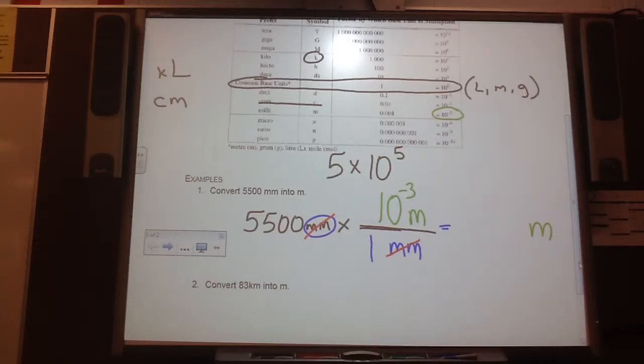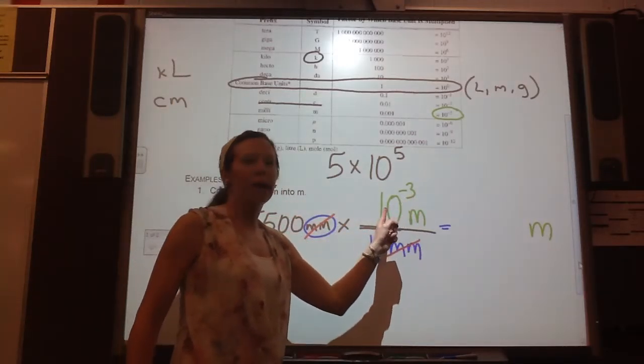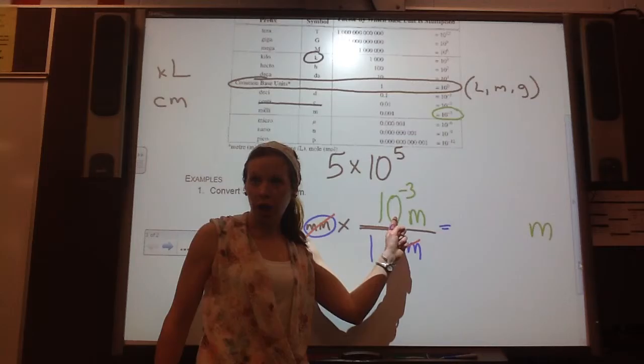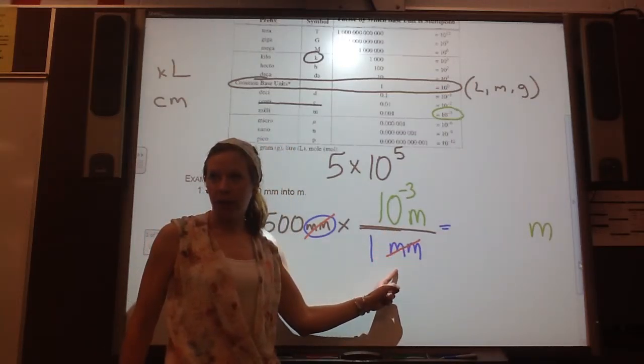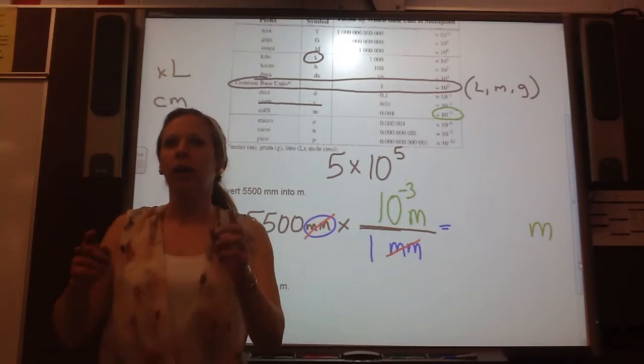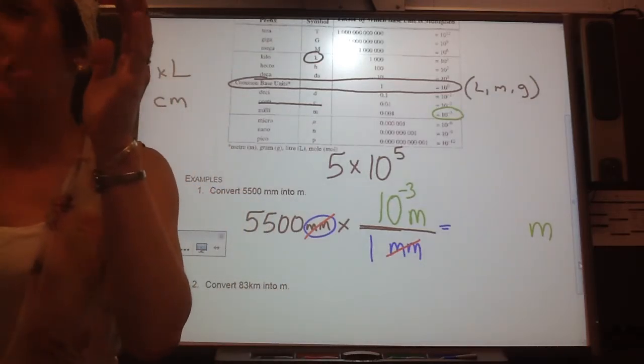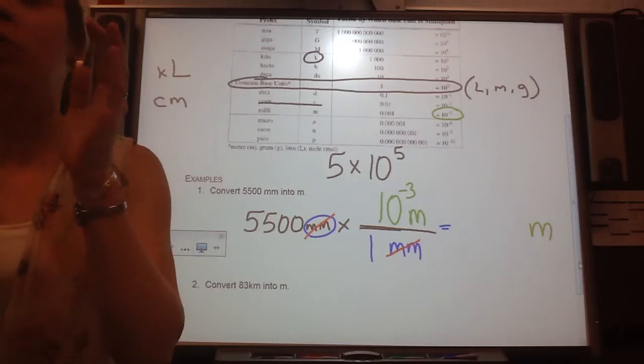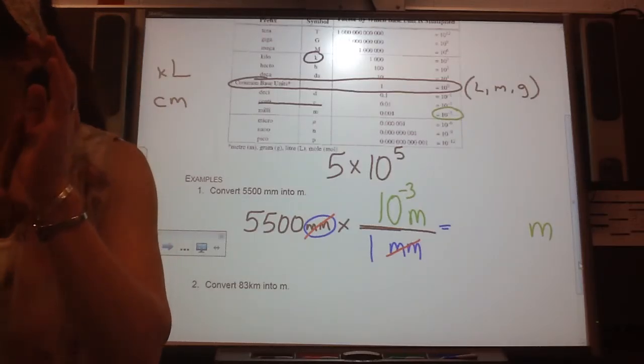1,000. You said it better than me. 1/1,000 of a meter inside that millimeter, right? Okay, yes. Do you see that? Yeah? That's what this means. There is 1/1,000 of a meter inside of 1 millimeter. Because times 10 to the power of 3 means you move the decimal places 3 places, right? And moving the decimal places 3 places is 1,000.